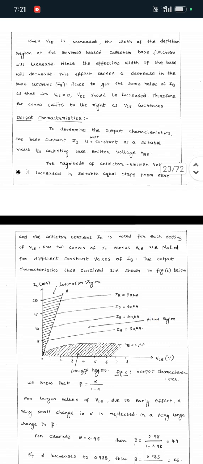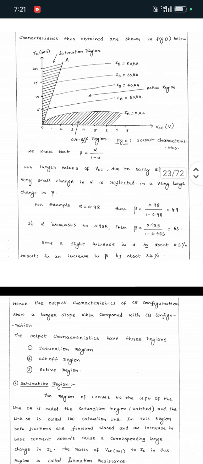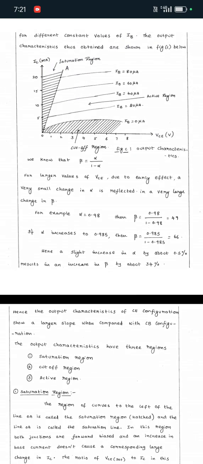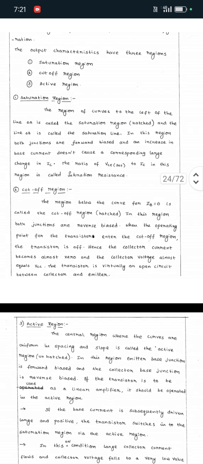Next, the output characteristics. To determine the output characteristics, the base current IB is kept constant at a suitable value by adjusting the base emitter voltage VBE. In that graph it shows the saturation region and cutoff region. So what is meant by saturation region?